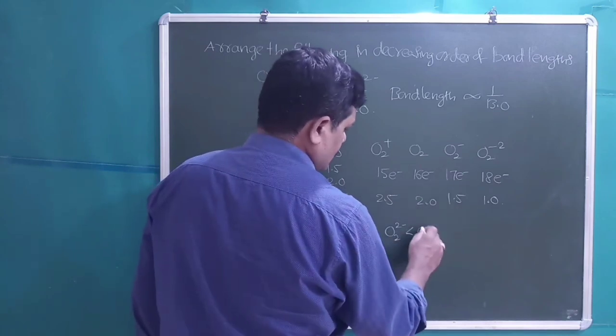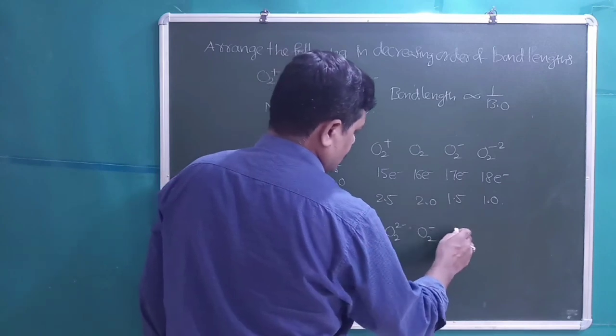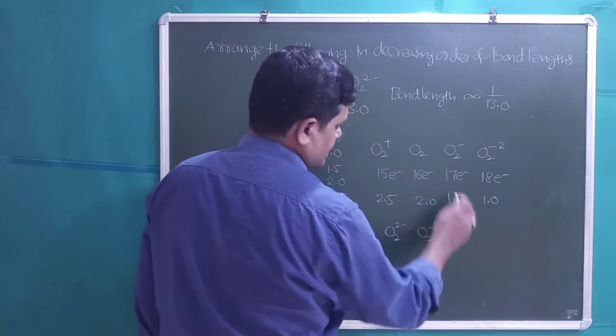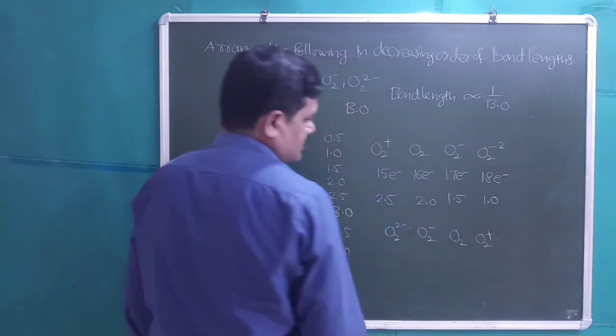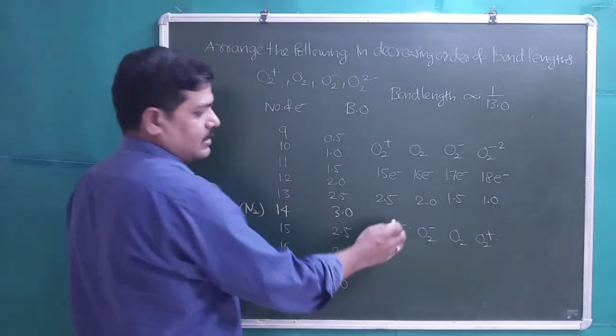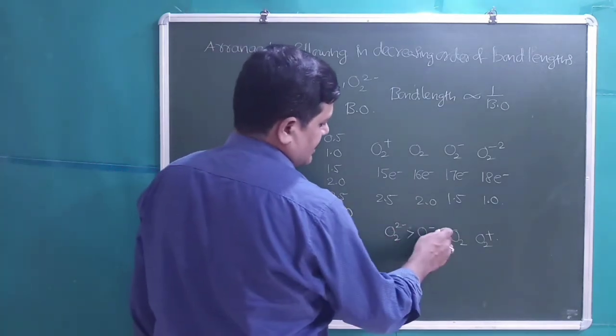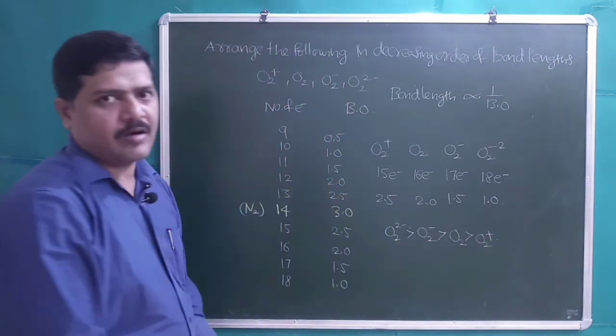Then O2 minus, O2, O2 plus. Students, this is the increasing order of bond order, which is the decreasing order of bond lengths.